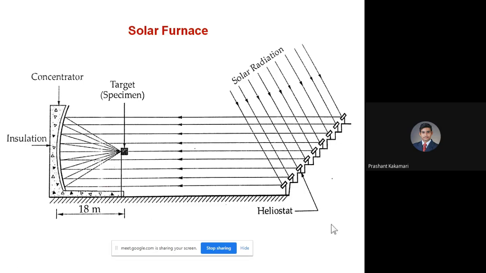Here also, what we are doing is the target specimen where we are going to keep the metal which is to be melted. So one position can be made here like a tower.